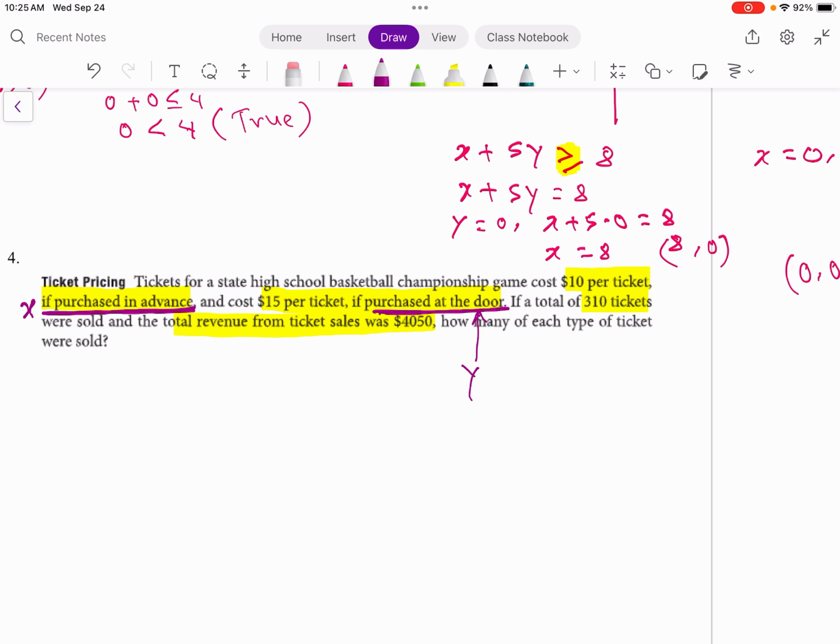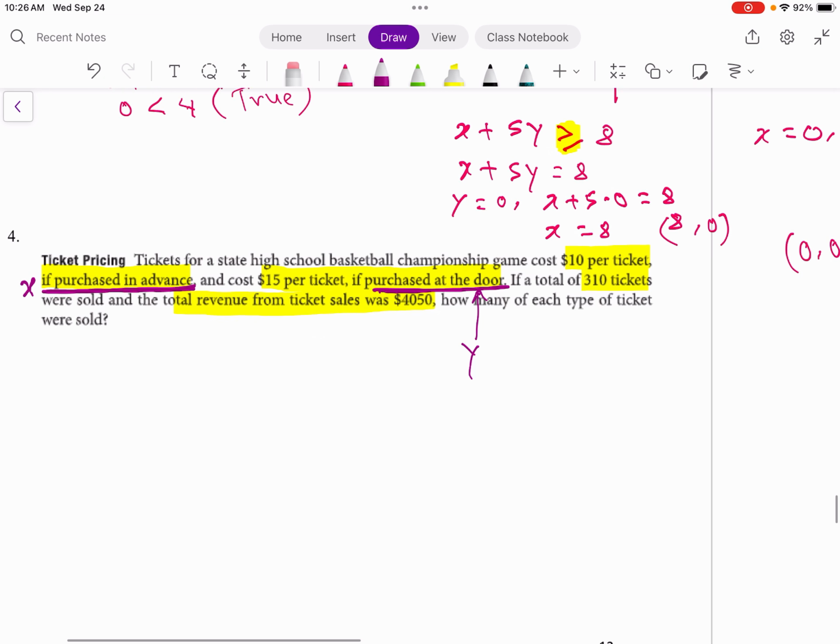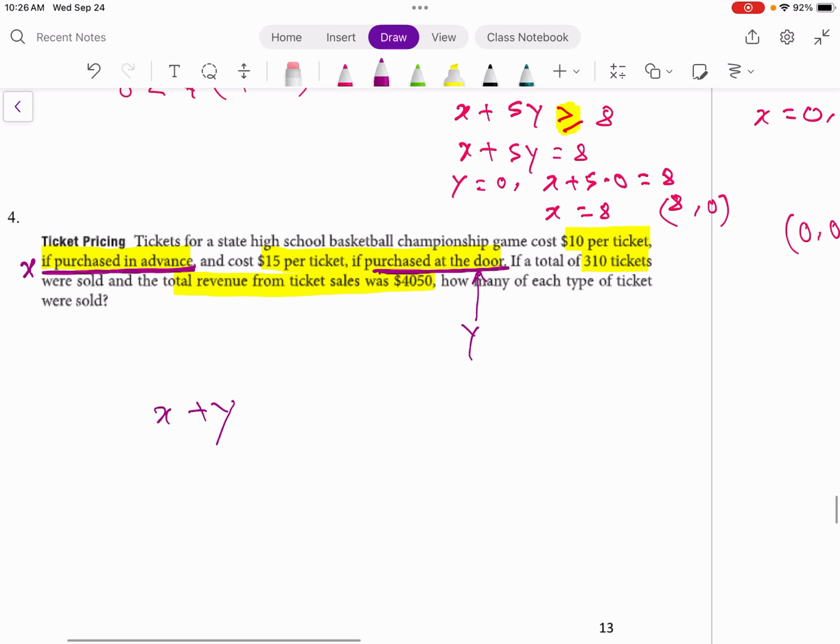So you purchase X number of tickets in advance, and you purchase Y number of tickets at the door. If you purchase a total of 310 tickets, how are X, Y, and 310 related to each other? X plus Y equals 310. Yes, the total number of tickets is 310. You have X tickets in advance, Y tickets at the door, and the total tickets you have is 310. So X plus Y is 310.